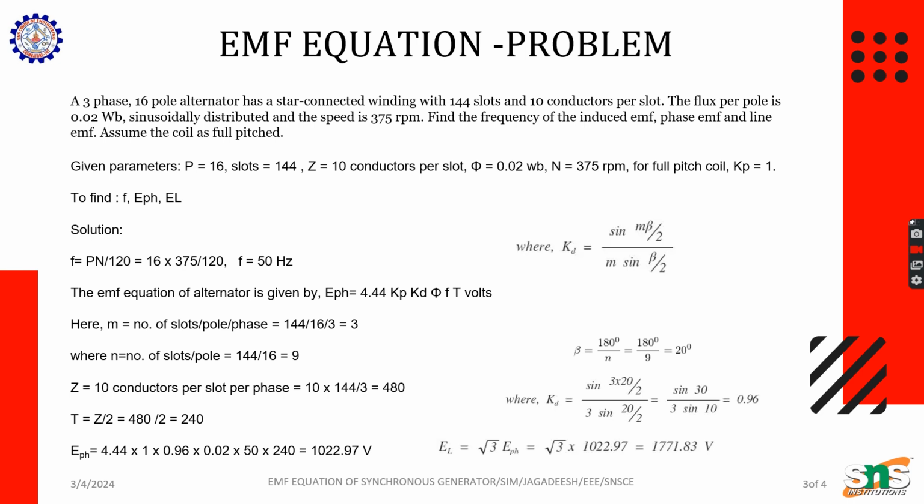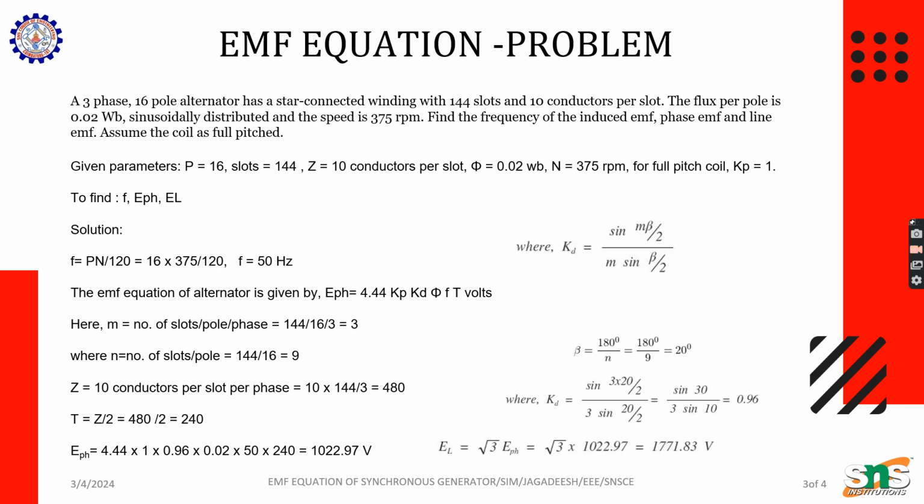The frequency can be calculated using the formula f = PN/120. The number of poles is 16 and the speed of the alternator is 375, all divided by 120. Then we arrive at a frequency of 50 hertz.